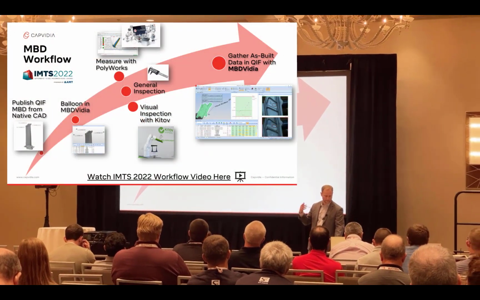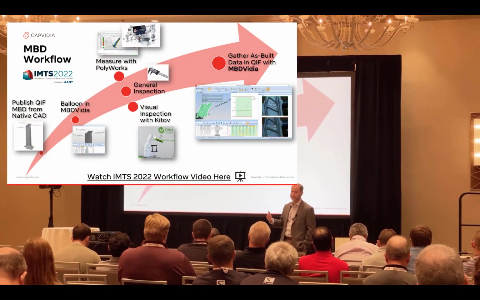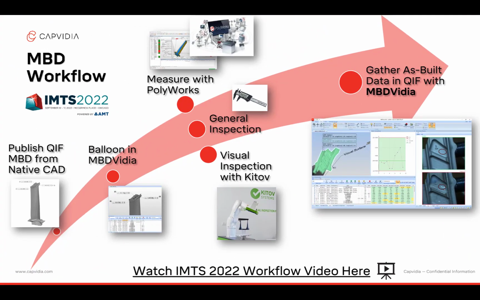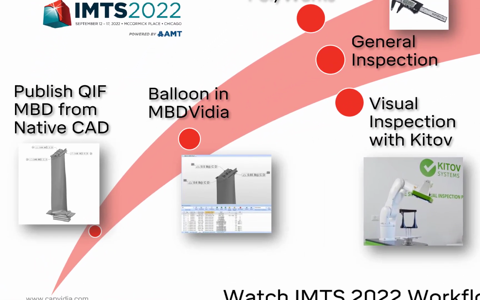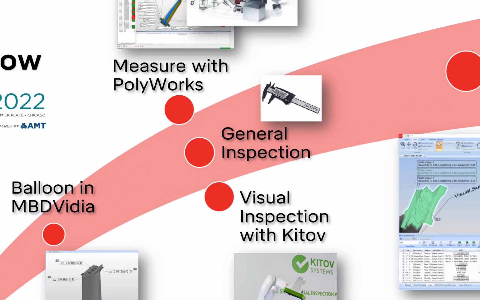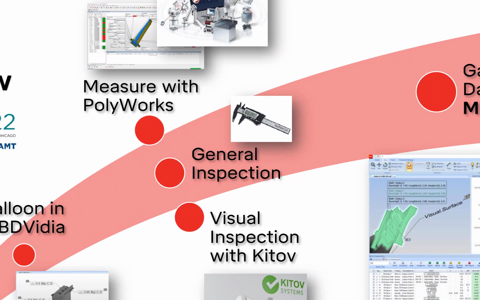So the last thing I'll mention is that, like I said, a few weeks ago we were at IMTS. We did a pretty neat demonstration of taking this turbine blade model, defining the product definition in CAD, and then flowing through this entire quality workflow that involved a few different areas of quality. We have a video that explains some of this, and there'll be a link to this video in these slides if you want to watch it. Basically, we have that native model, we publish the QIF data from there, we balloon that model in MBD Video, come up with the quality control plan, and then it splits into a few different domains of measurement.